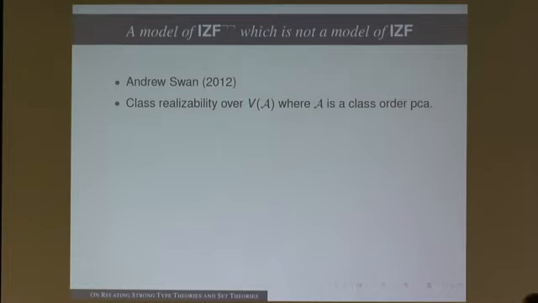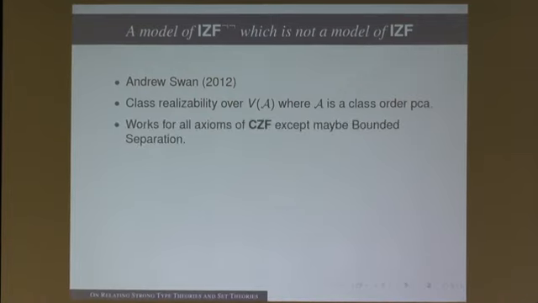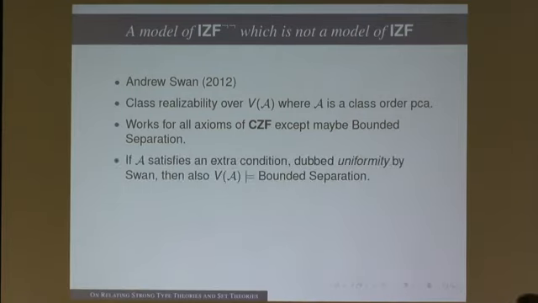But he looked at the scenario when the algebra is actually a proper class. So maybe there's a certain similarity to class forcing. And it turned out that class realizability over V(A), where A is a class, actually works. Then the question is, works for which axioms of CZF? It works for all the axioms of CZF, in particular for strong collection and subset collection. But there's a problem with bounded separation. In general, it does not work for bounded separation, so this V(A) might not realize bounded separation. But one can impose an extra condition that he called uniformity. If you have this uniformity, then V(A) validates also bounded separation, so full CZF.